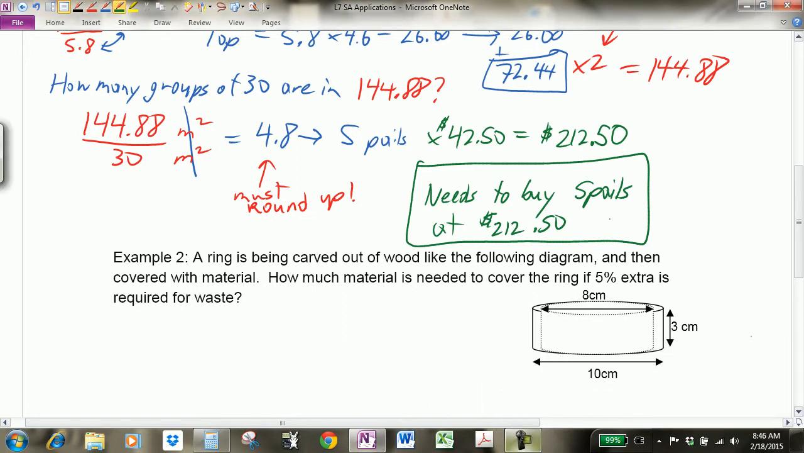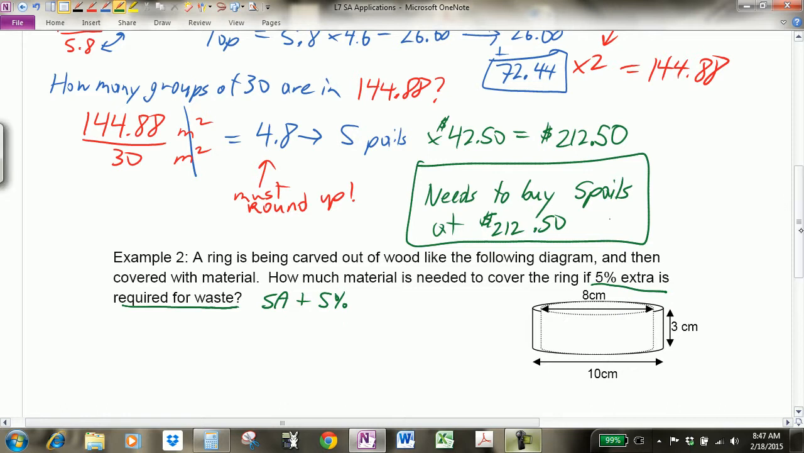Okay, so important stuff is how much material you need to cover the ring if 5% extra is required for waste. So you've got to figure out your surface area, plus 5% more. Anytime you're doing a construction job, that's how you usually purchase material. You figure out what your surface area is, and then add 5% or 10% for waste. Some jobs even 15% if you have to do a lot of cutting.